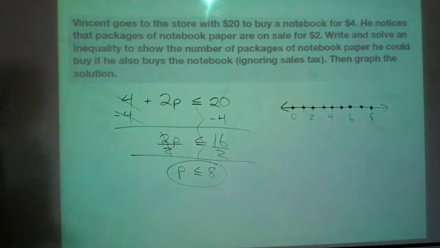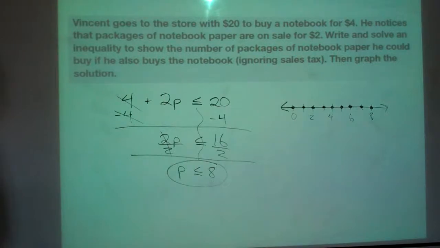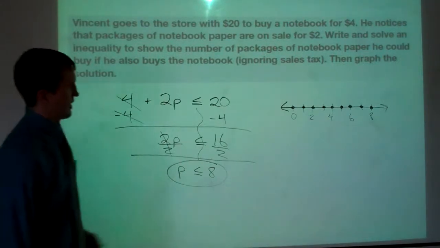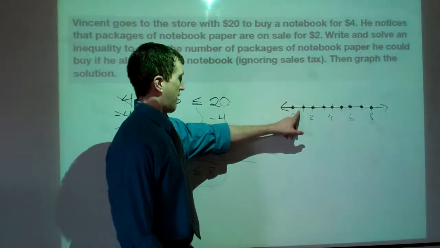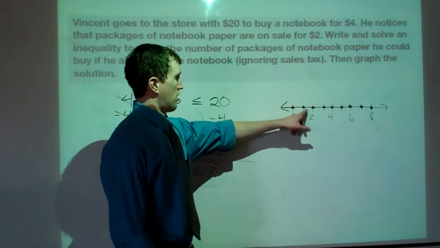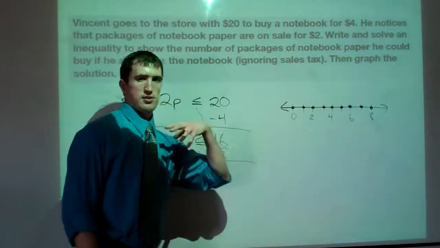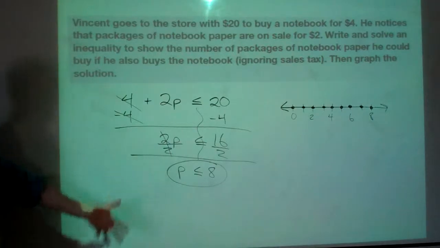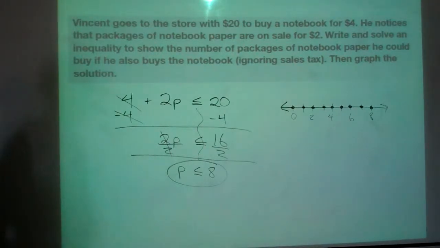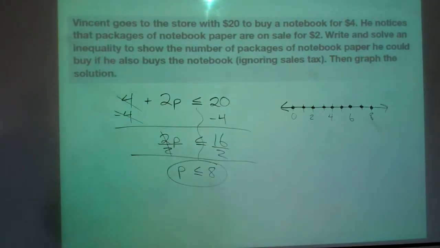The reason we're not going to do any lines or shade in between each number is because you can't buy a fraction of the package. You can't get half of a package or 2.3 packages, you're only going to buy whole numbers of that package. So that's why the graph looks like that for this one. But that would be the answer to this one right here. All right. We'll work with this more a little bit later.